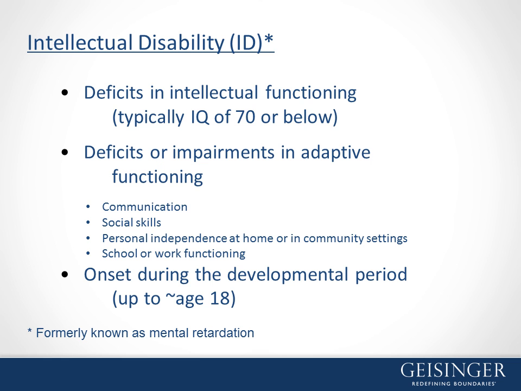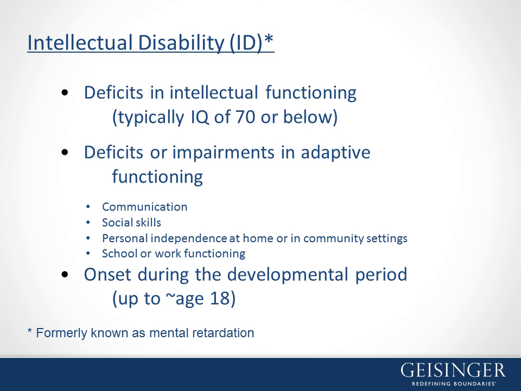The second bullet here says, though, that even if you have an IQ of 70 or below, you also need to have some deficits or impairments in what's called adaptive functioning. This means how you're functioning in your environment, your ability to be independent in your environment, and these include things like communication, social skills, your personal independence, your ability to dress yourself, make a meal for yourself, etc., your school or work functioning. So you have to have some problem in the areas of adaptive functioning in addition to a low IQ in order to meet criteria for an intellectual disability.